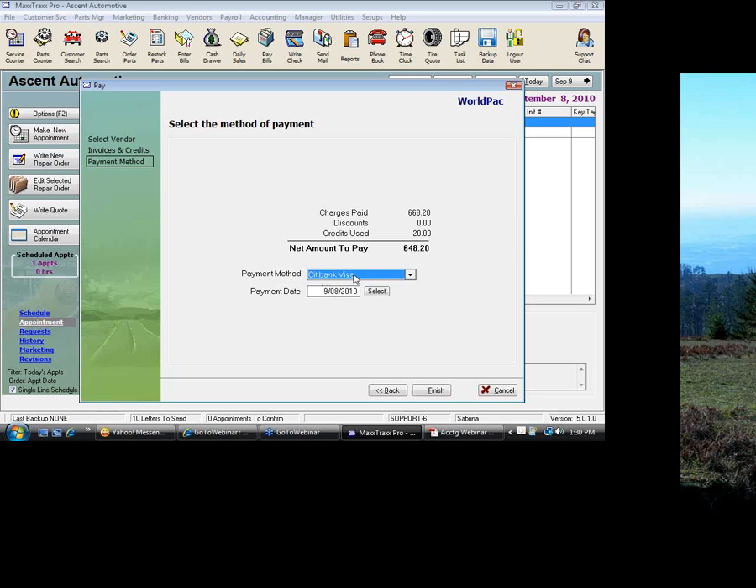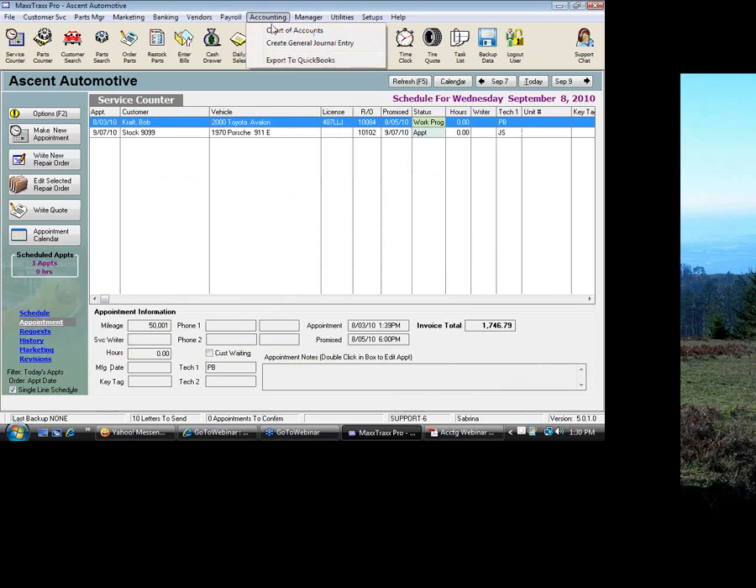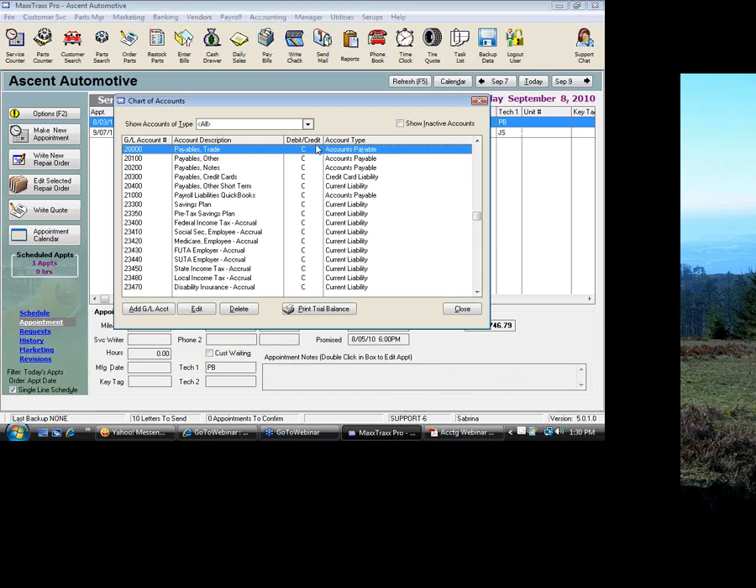In order to track this, it really just moves it from the WorldPac vendor account over to your Citibank Visa vendor account. So in reality, what is it doing? Let's go back to our chart of accounts, just type 2. It's going from payable trades to payable credit cards. And then when you write your check to pay your credit card bill at the end of the month, it clears this out, or hopefully clears it out if you're not carrying a balance on there.